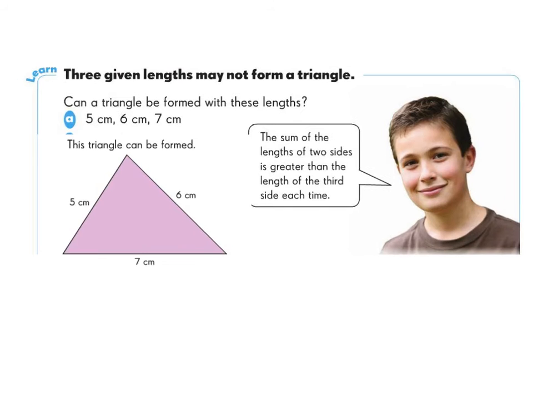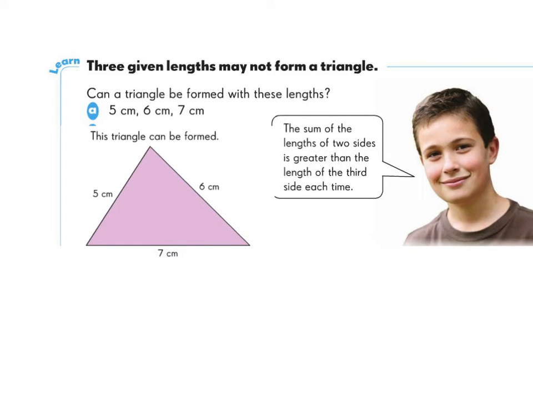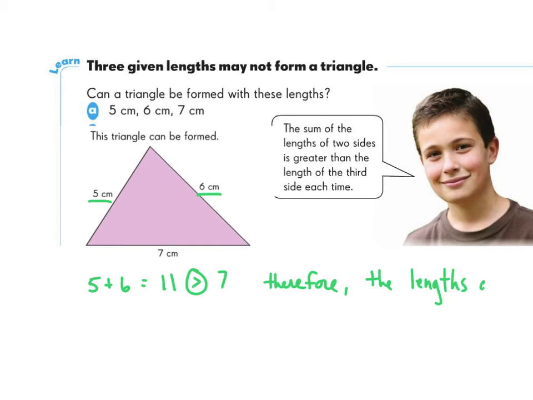On this one too, we're going to do the same thing. What are the two shortest sides? The 6 centimeters and the 5 centimeters. Together, that's a sum of 11. Is that 11 longer than the longest side of 7? Yes. Therefore, the lengths of 5 centimeters, 6 centimeters, and 7 centimeters do form a triangle.